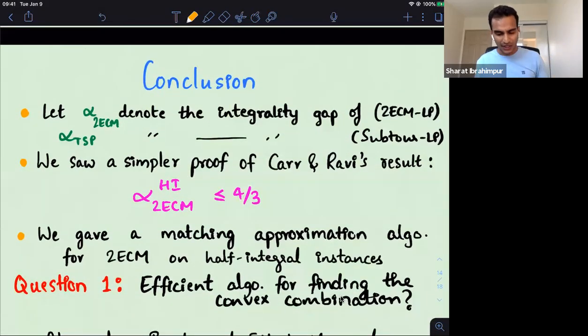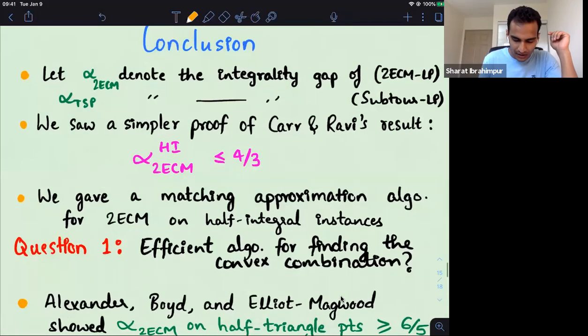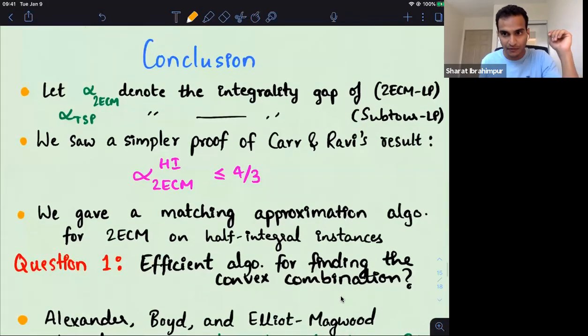Let me just quickly wrap up the talk by summarizing the results that we saw. So alpha 2 ECM denotes the integrality gap of 2 ECM LP, and the same for TSP. We saw a simpler proof of Carr and Ravi's result. What Carr and Ravi showed is that the integrality gap of 2 ECM in the half integral case is at most 4/3, and we gave a simpler proof for it. We also gave a matching approximation algorithm for 2 ECM on half integral instances.